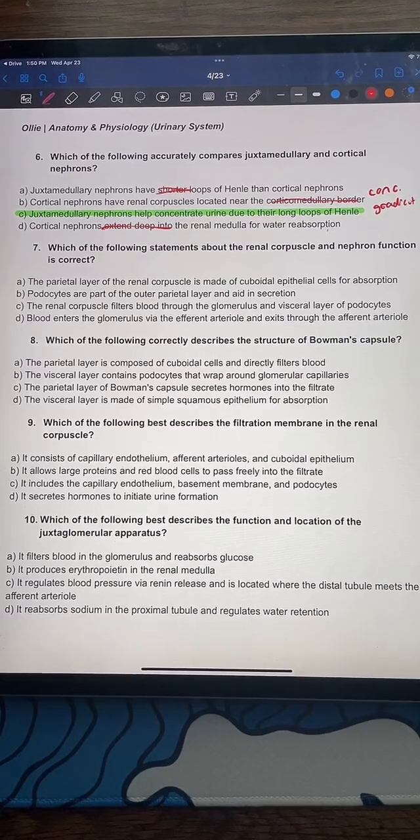Number 7, we're going to move on to number 7 now, everybody. Which of the following statements about the renal corpuscle and nephron function is correct?